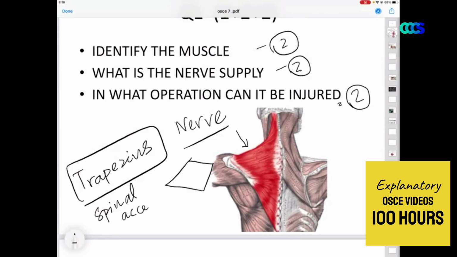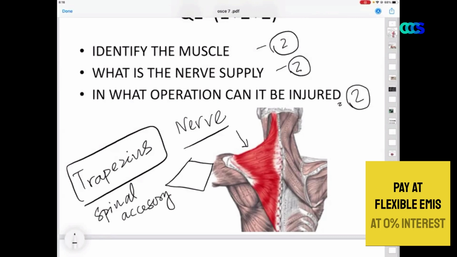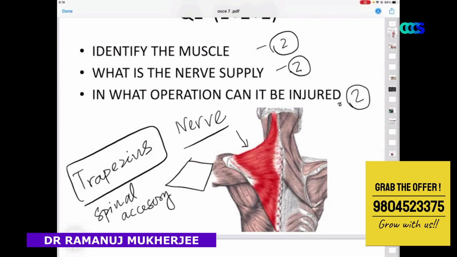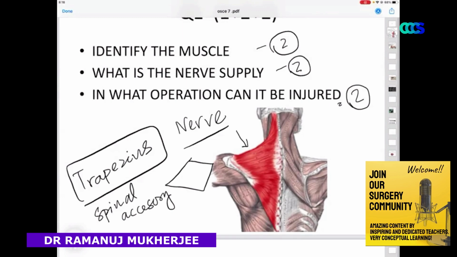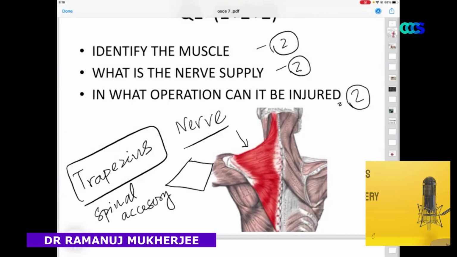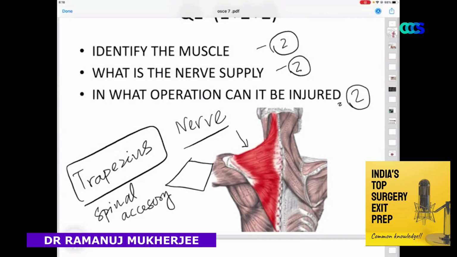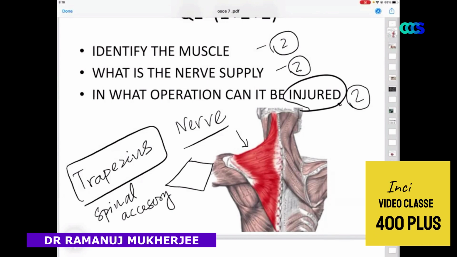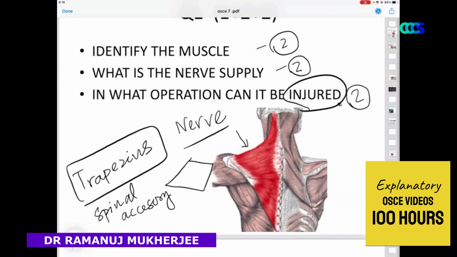Name an operation where it can be injured. Modified radical neck dissection. Radical neck dissection. Remember the reason for giving this simple question. It can be injured in a radical neck dissection, where it is sacrificed. So you can use these terms.